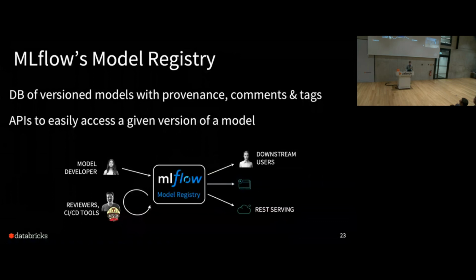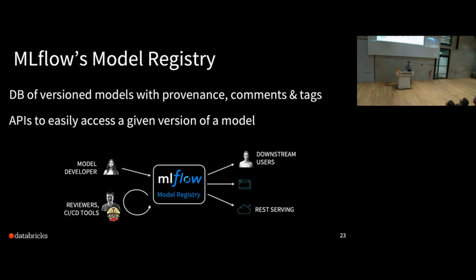It's basically a database of versioned models with info about where they came from, comments and tags, and then you've got APIs. As a model developer, you can push a model into the registry, and then you can have either human reviewers as you pass it through different stages, like when you want to mark it to production, or you can have automated tools like Travis CI. Then users can use an API to query. They can say, I want the latest testing version of this model, or I want the latest production version of that model. And this is supposed to work for REST serving and batch jobs as well.